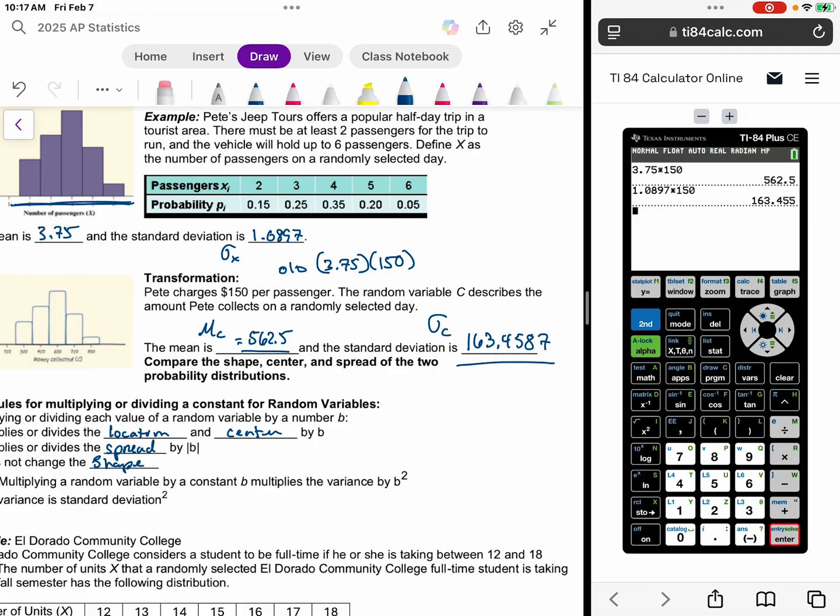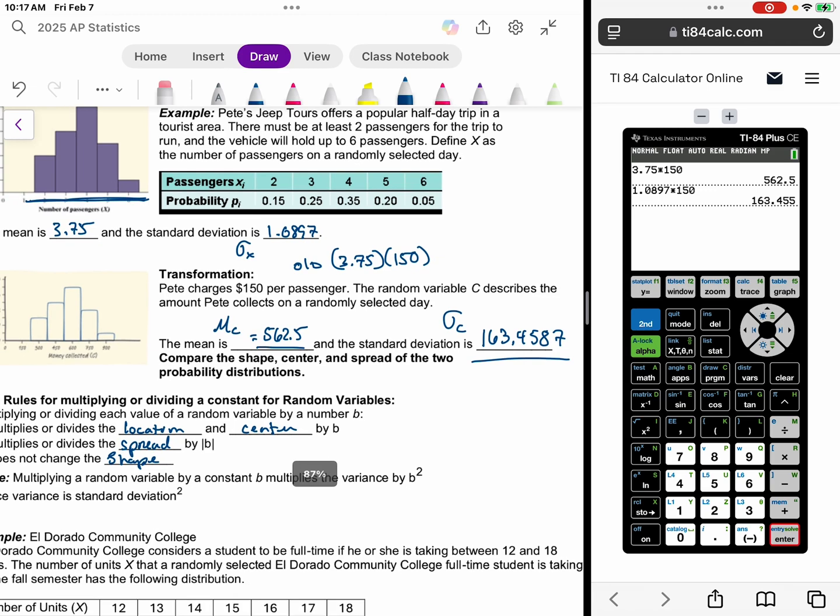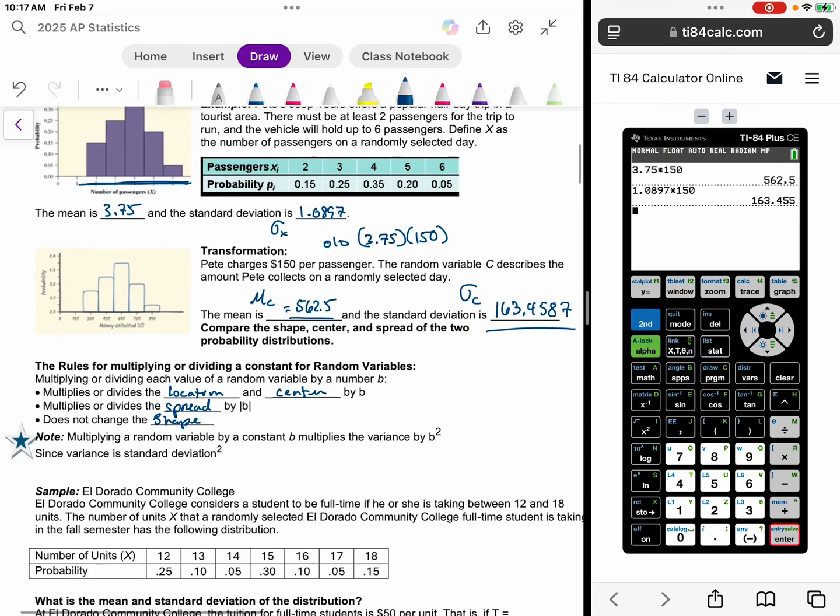Since we calculated all the extra decimal places in the second example, we're going to be a little bit off, but we're pretty close. They both round to 163.46. So this is letting us know that yes, we can do these transformations in our new setting of these discrete random variables that we're working with.